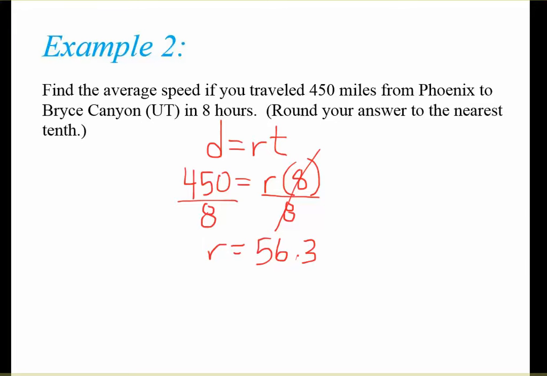And we're talking about rate, so the rate here is miles per hour. And notice mathematically, per is division, miles divided by hours, so miles per hour. All right, very good. That's example 2.